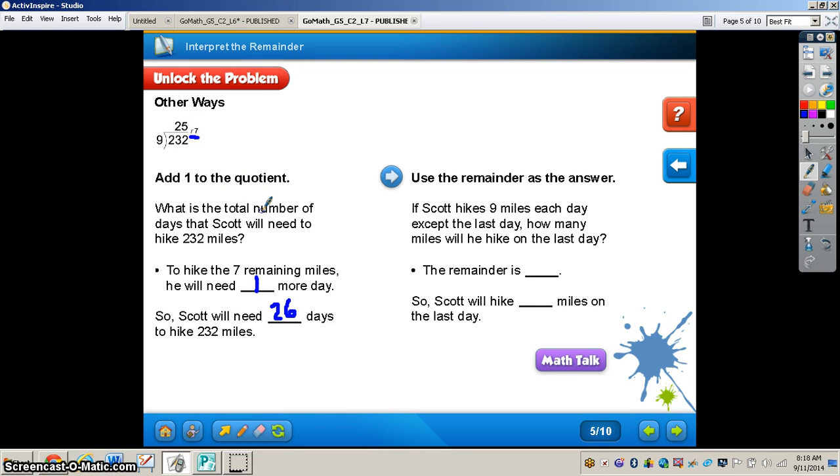Okay, now another way is to use the remainder as the answer. So if they're asking a question like this: if Scott hikes 9 miles each day except the last day, how many miles will he hike on the last day?